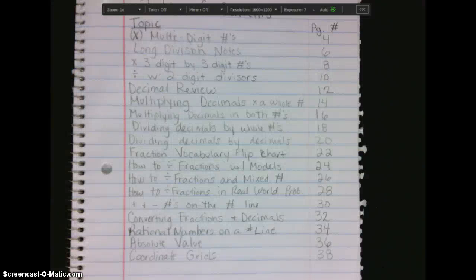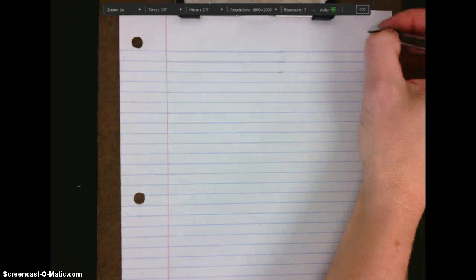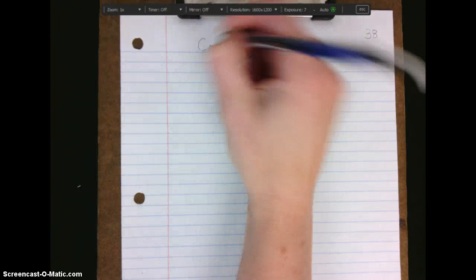I hope you enjoyed that little video and learned a little bit about the coordinate plane. Now it's time to write down some notes for our resources. On your table of contents, please write coordinate grids and mark it page 38. Now turn to page 38 in your notebooks and make sure to number it 38 and to label it coordinate planes.